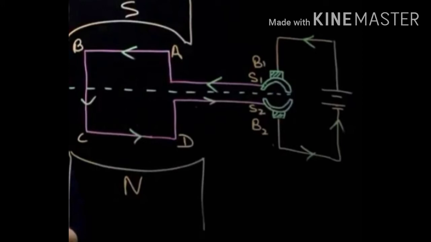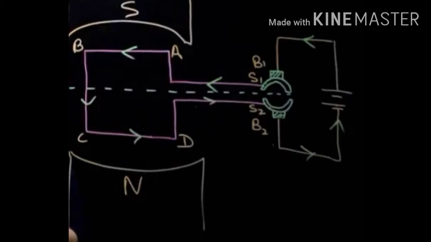left hand rule. Now look here. First, the direction of the current. Before that, give names to these plates: A, B, C, D. Give the armature the names A B C D. These two ends can be named S1 and S2, and the brushes B1 and B2. We have given the names, clear? Now we will start from the battery. The current is flowing from the positive end to the negative end. Just look here.